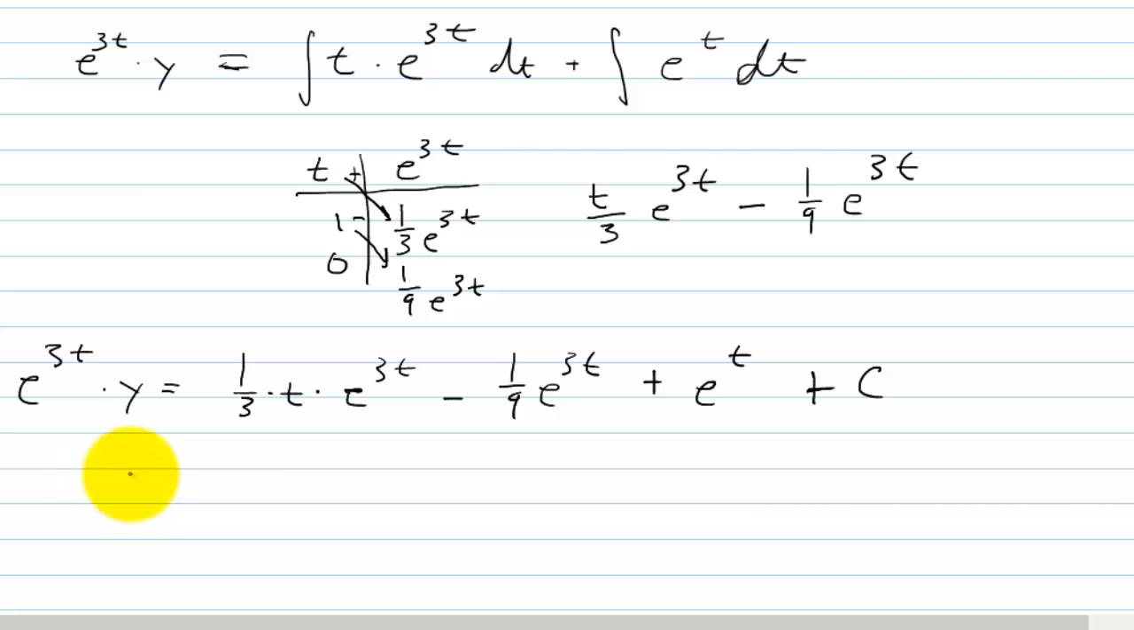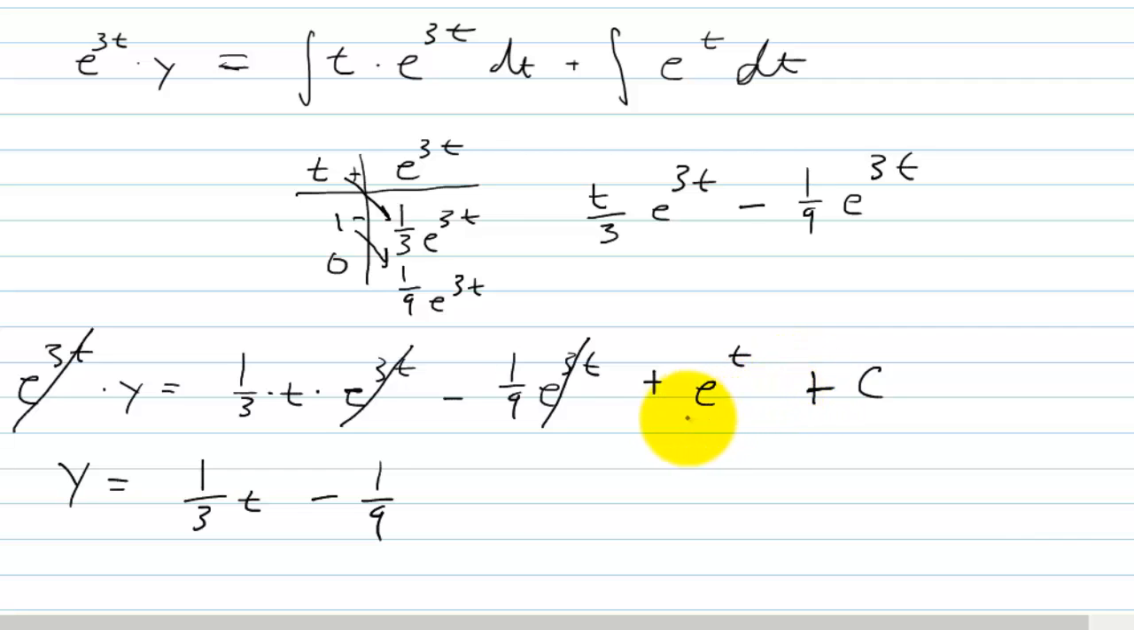So now we're going to divide everything by e to the 3t to simplify, because we want this in terms of y only. So we say y is equal to, now e to the 3t divided by e to the 3t on this side is going to cancel. We're going to divide here, and it's going to cancel that. We're going to divide here, and it's going to cancel that. We're going to divide here and here. So let me go ahead and write that out. We're going to have 1/3 t minus 1/9.